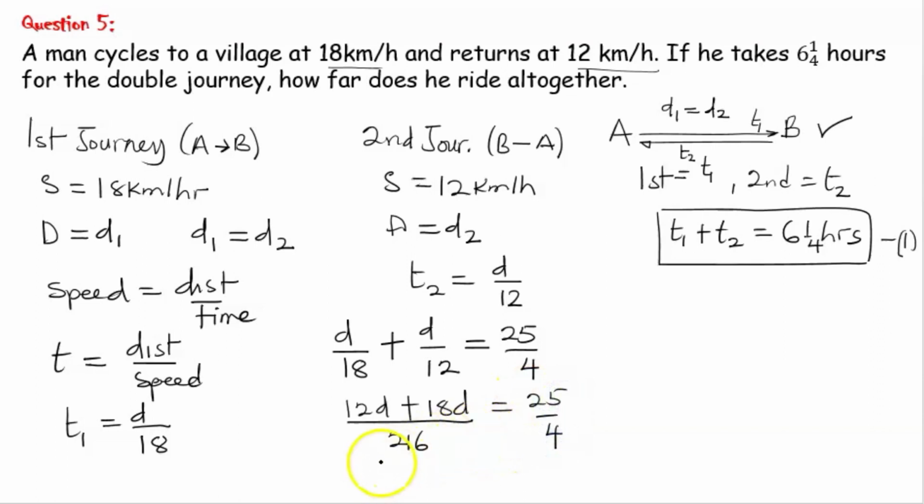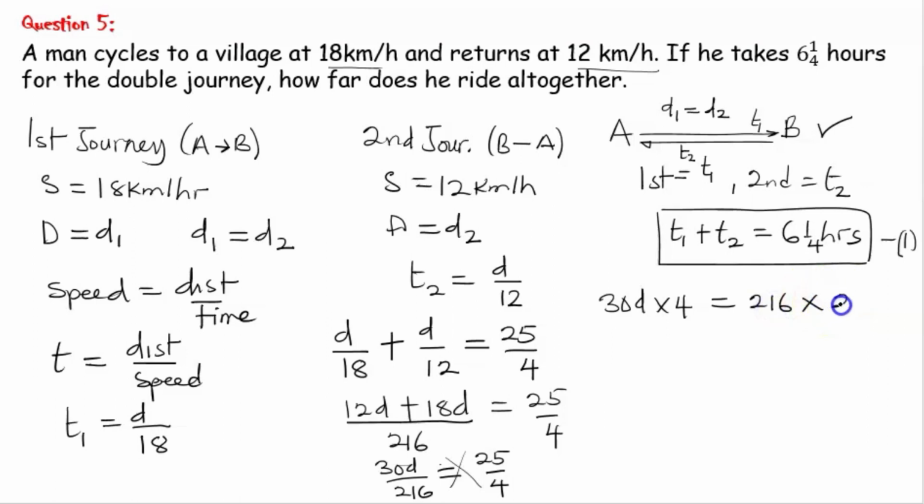All right, so if we simplify this, if we add this together, you're going to have 30d divided by 216 is equal to 25 over 4. What do we do next? We simply cross multiply. When we cross multiply, we are going to have 30d times 4 is equal to 216 times 25.